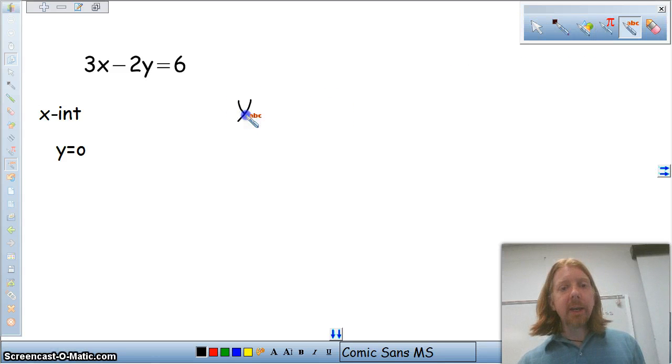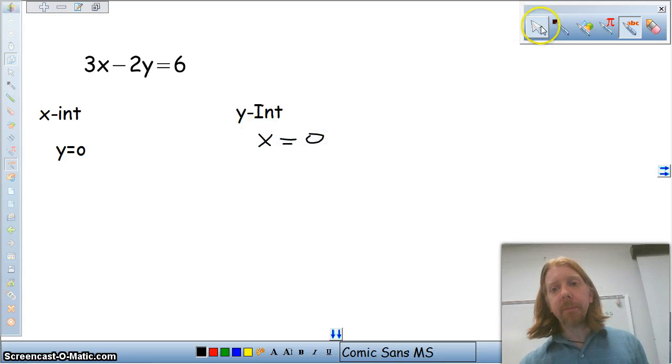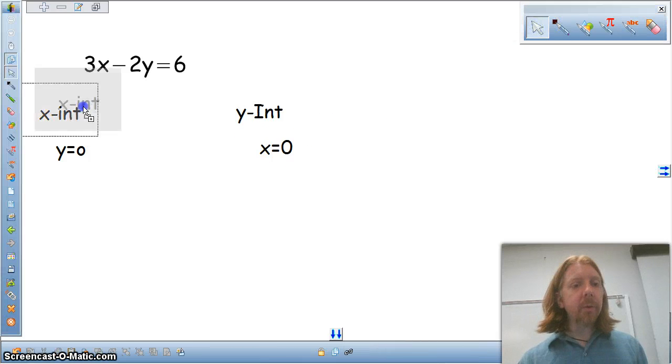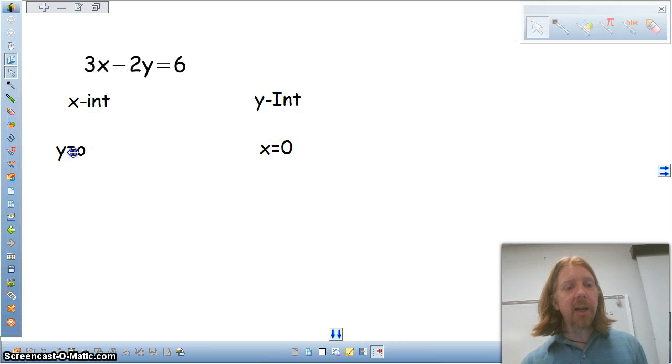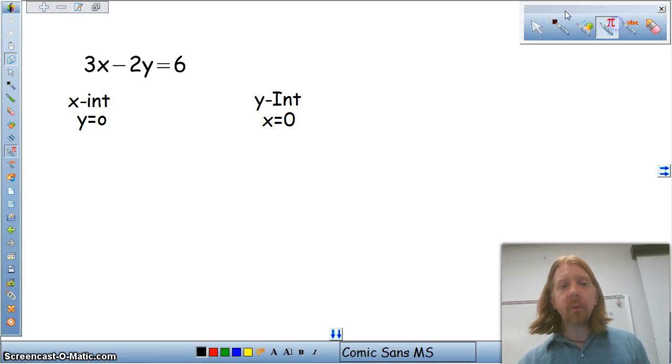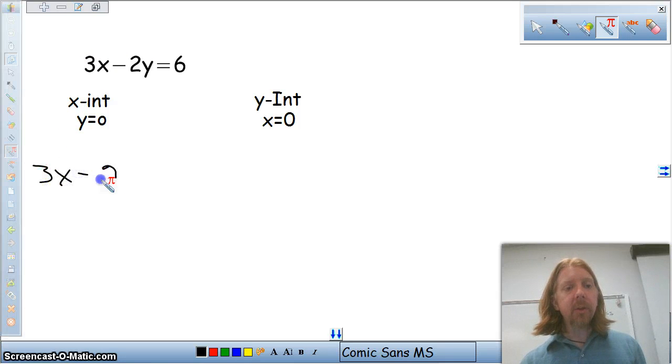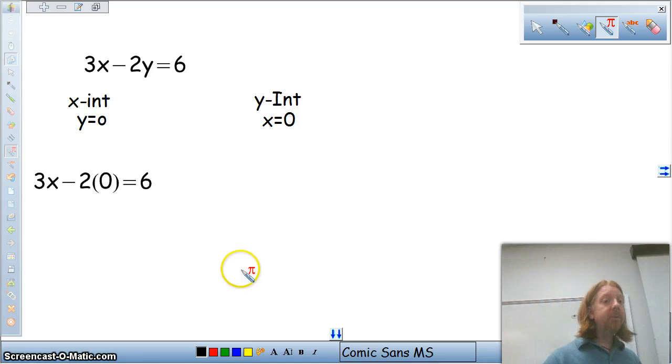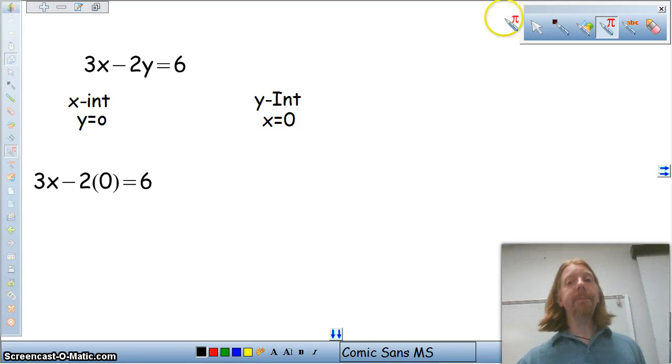For my y-intercept, I'm going to assume that x is 0. So what I'm going to do is use those in order to calculate what the other guy has to be. So let's do some calculating. If y is 0, then I'm looking at 3x minus 2 times 0 is equal to 6. I'm substituting the 0 in for y.